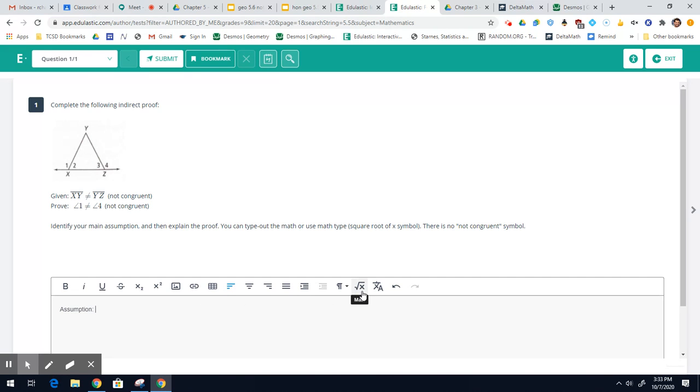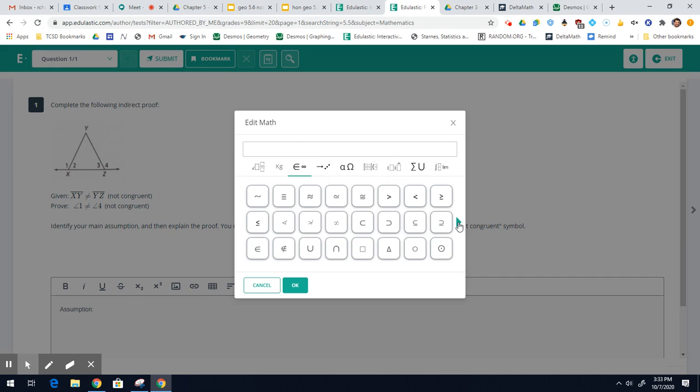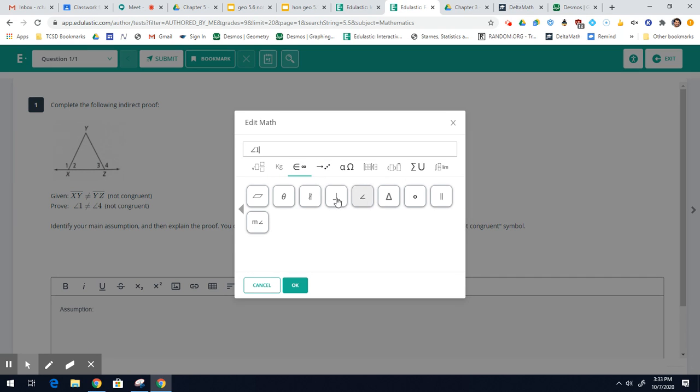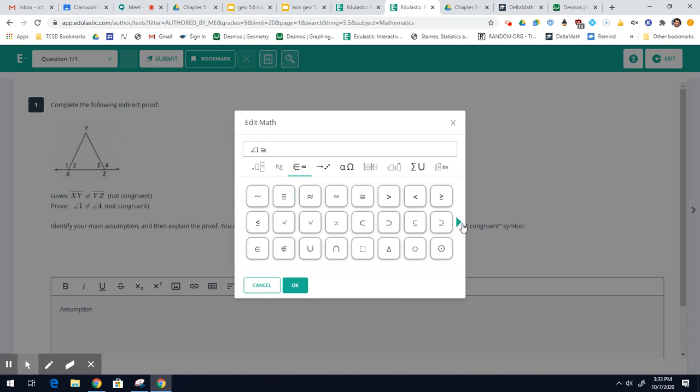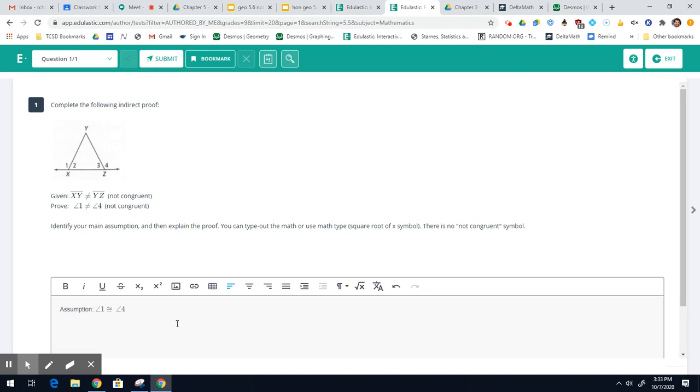So let's assume for a second, and underneath the math type and the symbols, go to the arrow. Let's assume that angle 1 is congruent, so all this is in the symbols, is congruent to angle 4. So this is our assumption. All right, so here comes my proof. So let's say that angle 1 is congruent to angle 4. So I got to redo this math type.